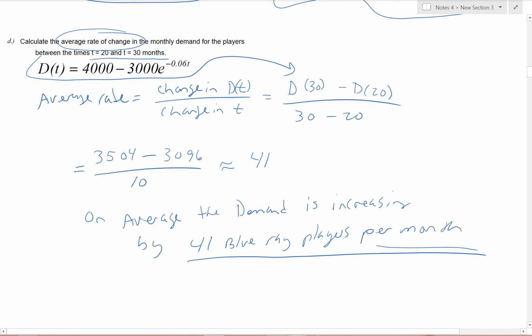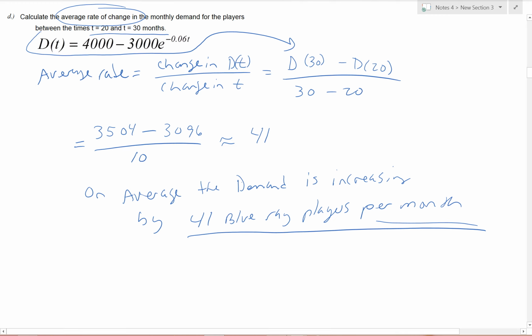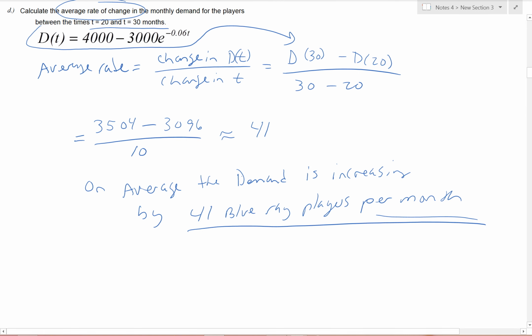And again, those specific 10 months, if I picked a different 10 months, I'd get a different average rate of change. So again, average rate: you don't use the derivative function at all. You just use the original function. You take the change in the original function divided by the change in time. It's the slope of a secant line. That's what the average rate of change is.